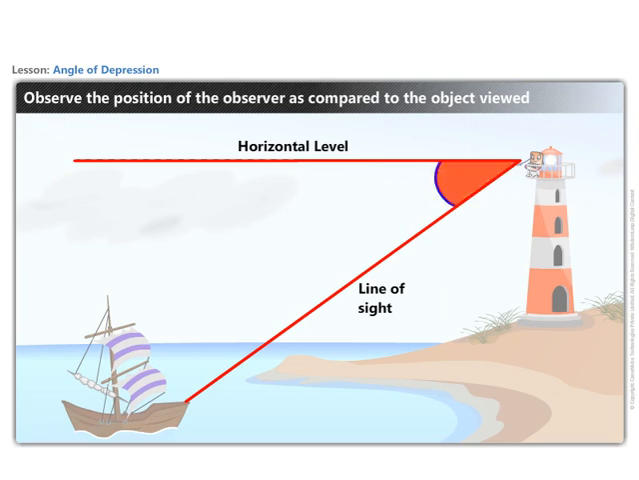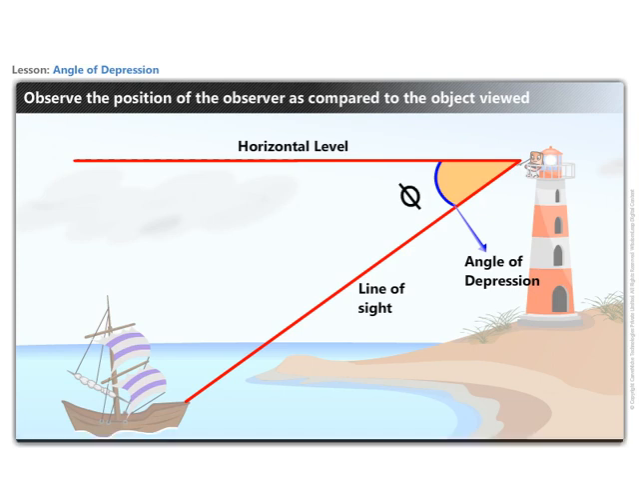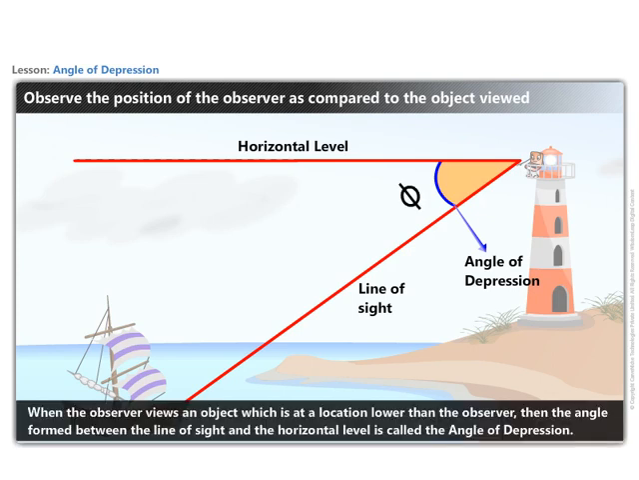The angle so formed by the line of sight with the horizontal is called the angle of depression. It is denoted by angle theta. When the observer views an object which is at a location lower than the observer, then the angle formed between the line of sight and the horizontal level is called the angle of depression.